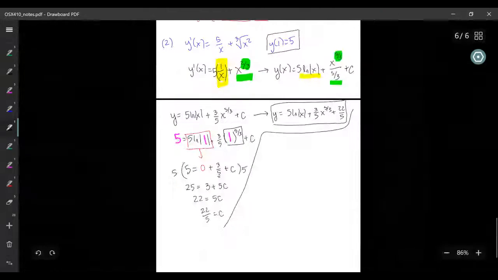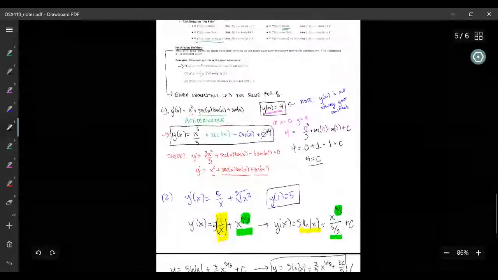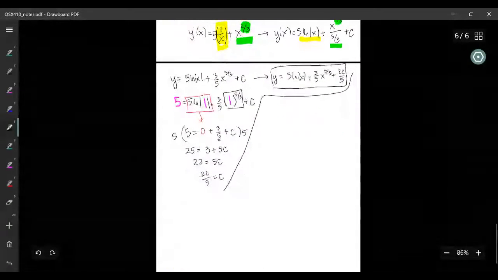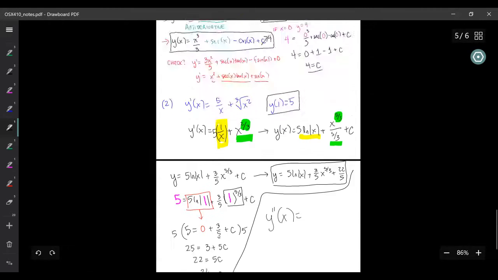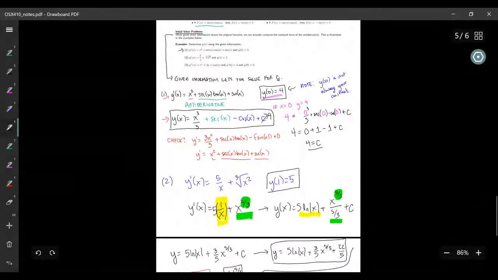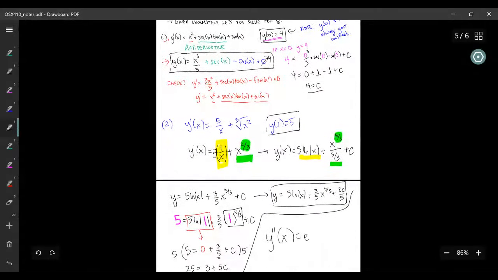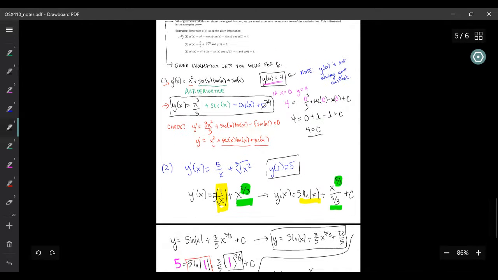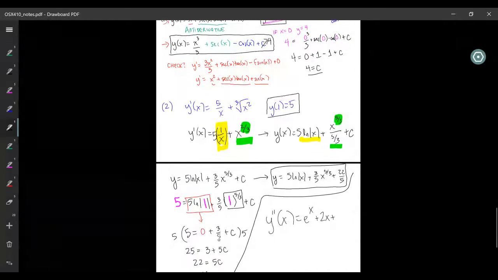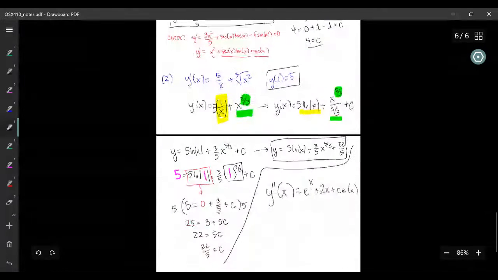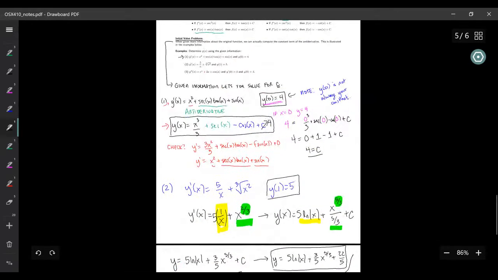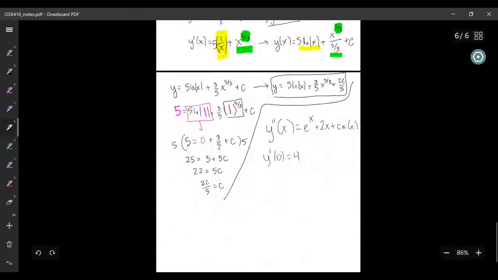All right. One more example here. This one is a little messier because it's actually given the second derivative: y double prime equals e to the x plus 2x plus cos x. And it tells you that y prime of 0 is 4 and y of 0 is 0.